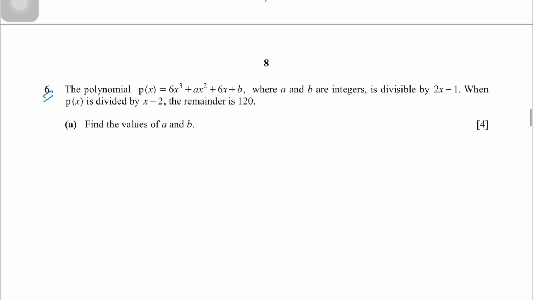Moving on to question 6, we have the polynomial P of x equals 6x cube plus ax square plus 6x plus b, where a and b are integers, is divisible by 2x minus 1. When P of x is divided by x minus 2, the remainder is 120. So let's make the two equations. So this would be 2x minus 1 equals 0. Our x would be 1 over 2 and the remainder would be 0 since it's divisible.